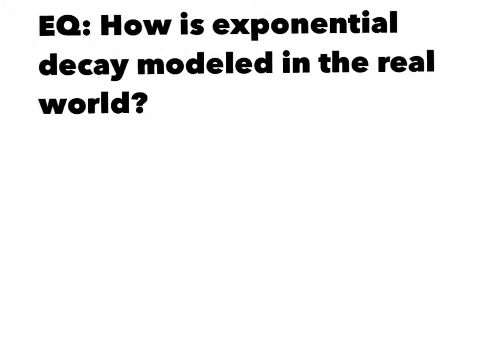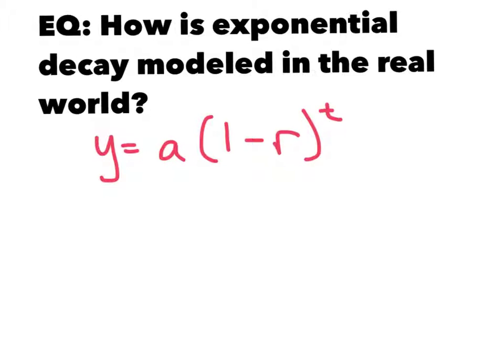Okay, so yesterday we graphed exponential decay. Today we're going to look at how they model in the real world. So, when a real life quantity decreases by a fixed amount each year, we can model it with this equation: y equals a times (1 minus r) to the t. The only difference between this and the growth equation is that instead of adding, we're now subtracting from 1.